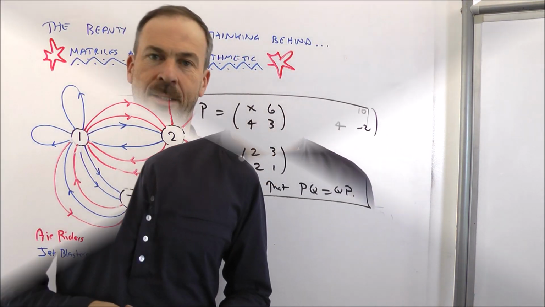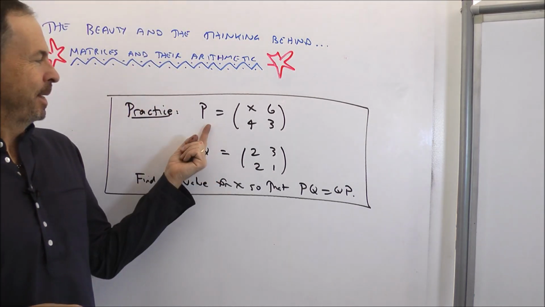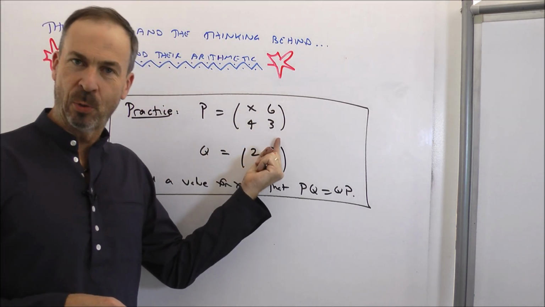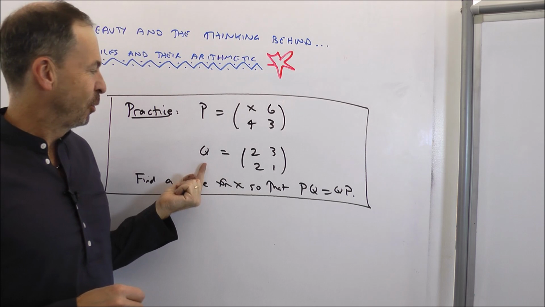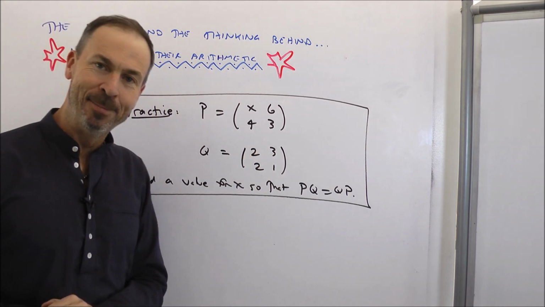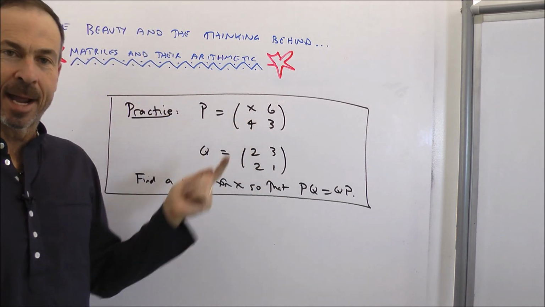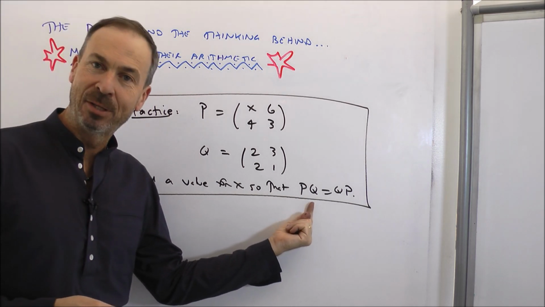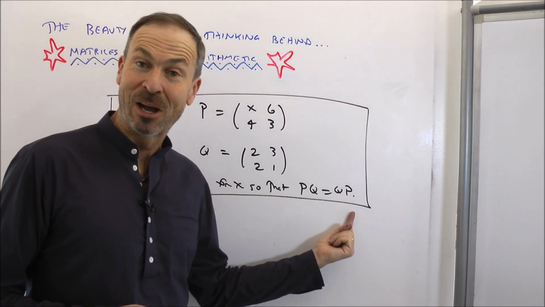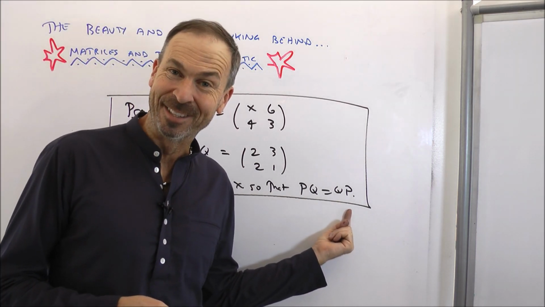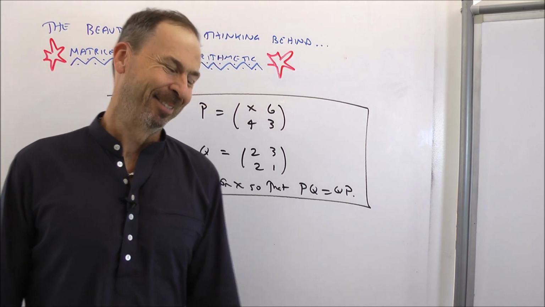All right, let me give you a little practice problem, and then we'll carry on. Matrix P has entries x, 6, 4, 3. It's a 2 by 2 matrix. Matrix Q has entries 2, 3, 2, 1. Please find me a value x so that when you work out the product P times Q and you work out the product Q times P, you actually get identical answers. What value of x makes that work? Try it out.